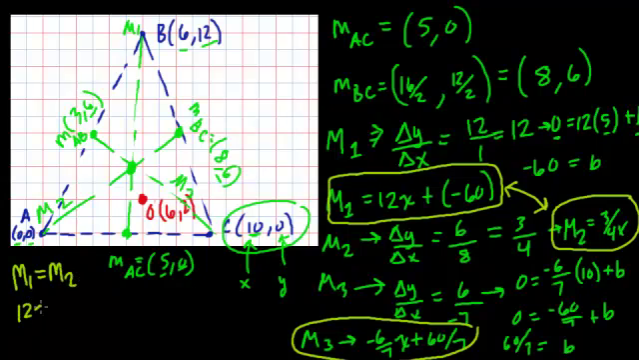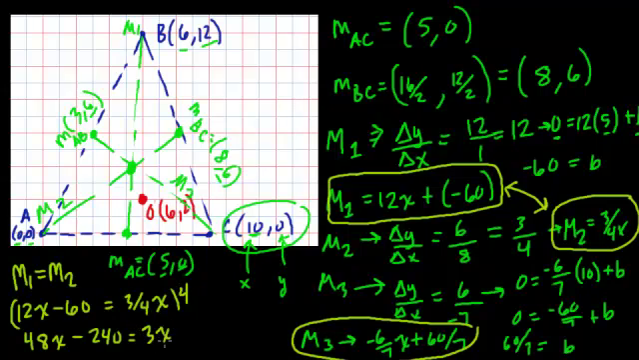Well, median 1 is 12x minus 60, and that equals 3/4 x. So we just now solve for x. We'll multiply everything by 4. I want to get rid of that fraction. So 12x times 4 is 48x, minus 60 times 4 is 240, equals what? Well, 3/4 times 4 is just 3x.